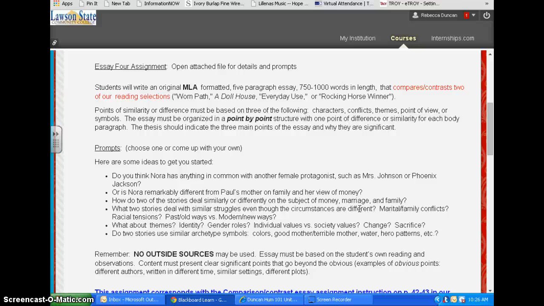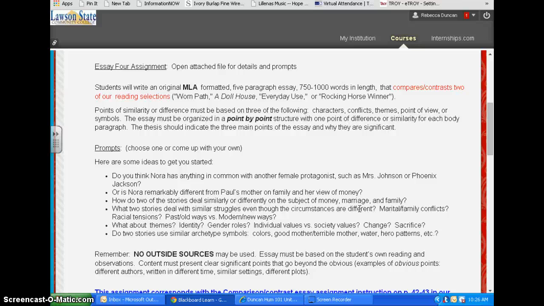What about gender roles? Like what it means to be a man or what it means to be a mom or what it means to be a daughter or what it means to be lucky, right? Gender roles or that kind of thing. Individual values versus society values. A couple of our individuals have found themselves working outside of what society said is important or the norm.